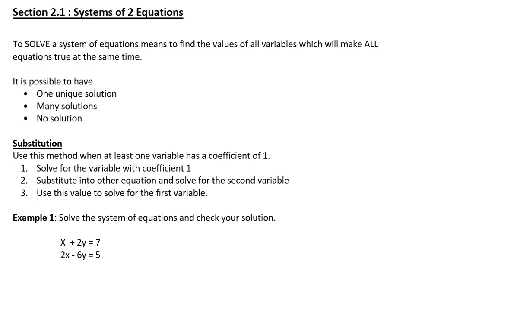To solve a system of equations means that we want to find the values of all the variables in the equation such that all of those equations in the system are going to be true. So if we have a system of equations that is, say, 2x plus 3y equals 7 and negative x plus y equals negative 10, we would be looking for a value for x and a value for y that would make both of these equations true at the same time.